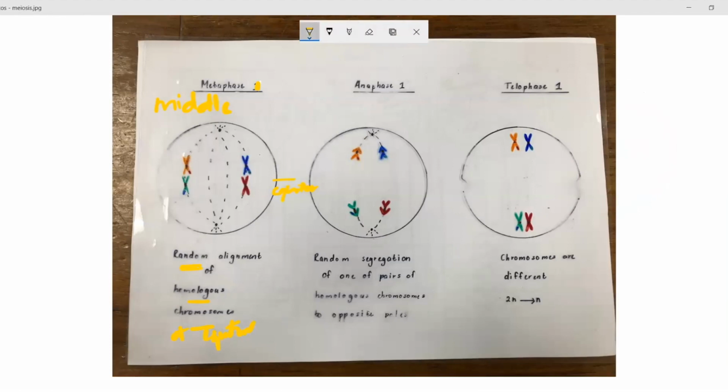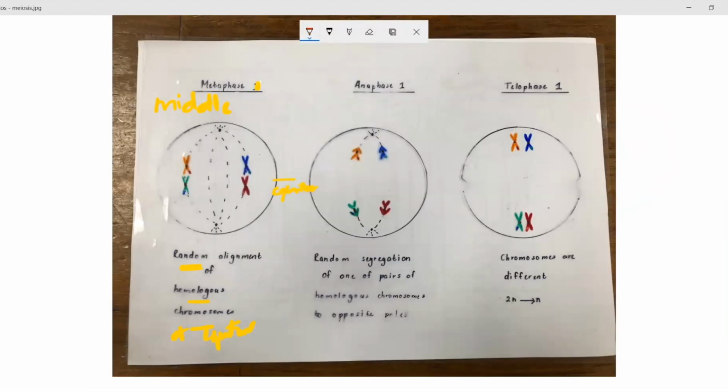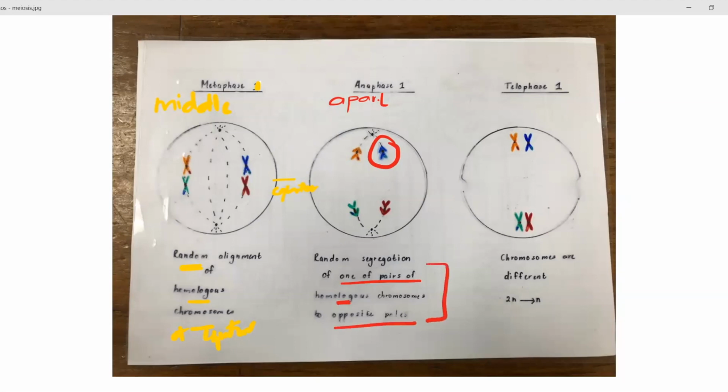Then anaphase, ana means apart. So can you see one of the chromosomes of the homologous pairs moves to opposite poles. And this is the answer you must memorize. Don't worry about random. They have changed this now in the matric exam. You cannot say anaphase 1 also brings about variation. So one of the pairs of the homologous chromosomes moves to the opposite poles. And that's what happens. And then telophase, the chromosome number is halved.